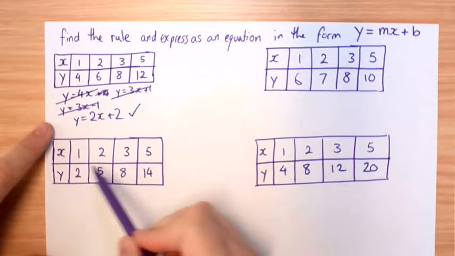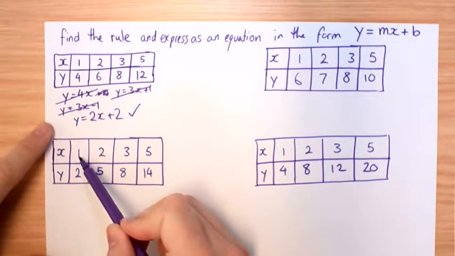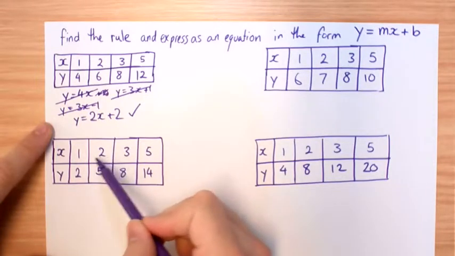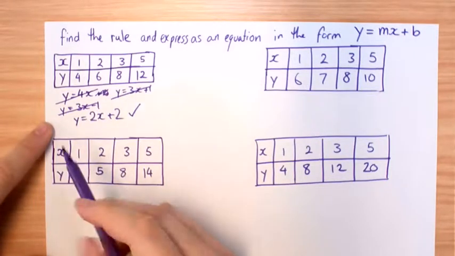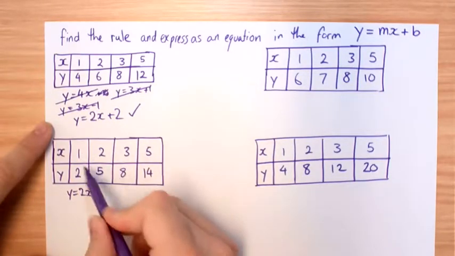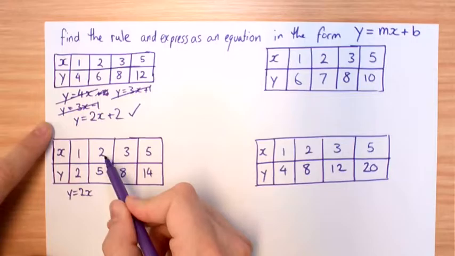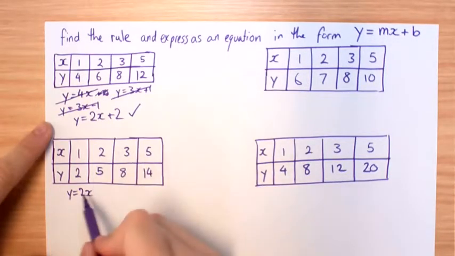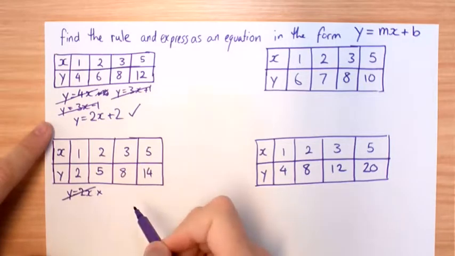So, well, look at this one. If we double this one, we get here, so we could just say y equals 2x, but y equals 2x doesn't fit for the rest of these. 5 is not double 2, 8 is not double 3, 14 is not double 5, so it can't be that one. What else?